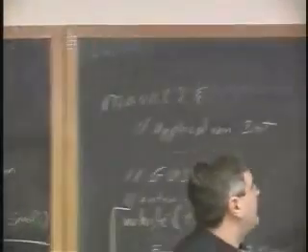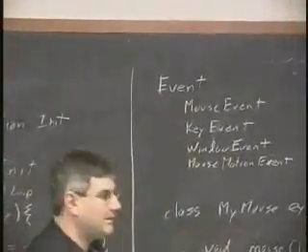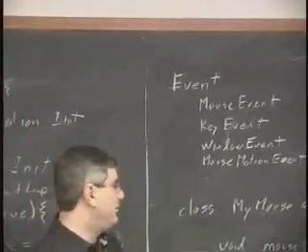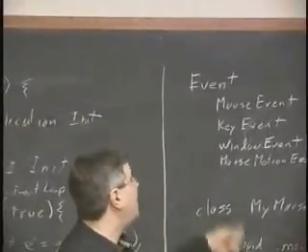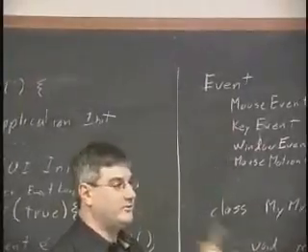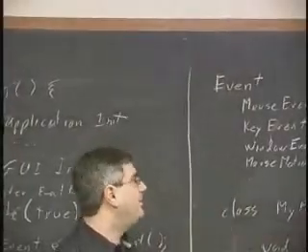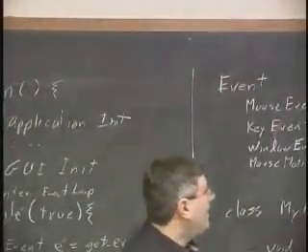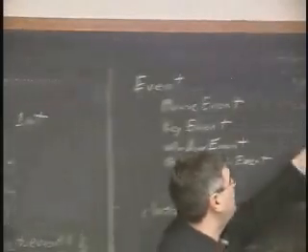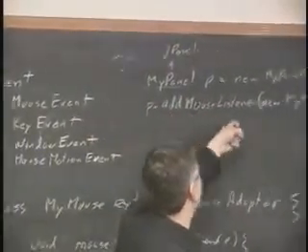Okay? You could have done one big event class and had lots of different methods. You could have gone the other way and had lots of different classes, each one having one method. They split the difference.